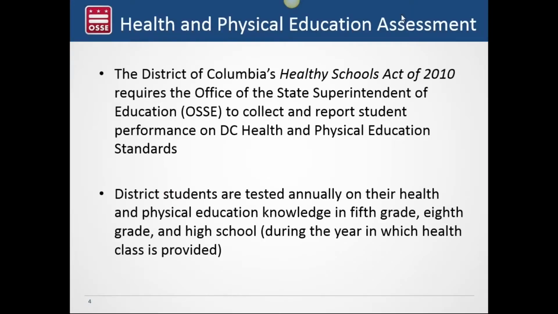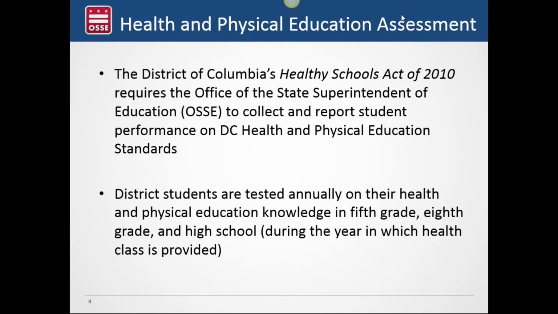So the Health and Physical Education Assessment is an outcome of the District of Columbia's Healthy Schools Act of 2010. The Healthy Schools Act of 2010 requires that OSSE collect and report performance on DC health and physical education standards annually. And so we test annually for students in grades 5, 8, and high school, and we test students in high school only during the year that they're enrolled in a health class.